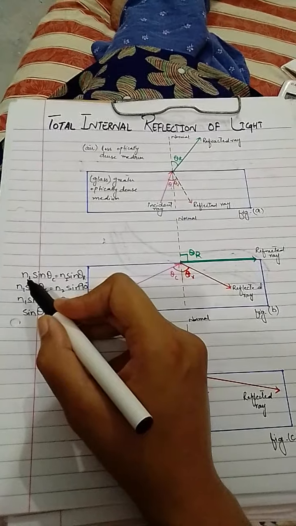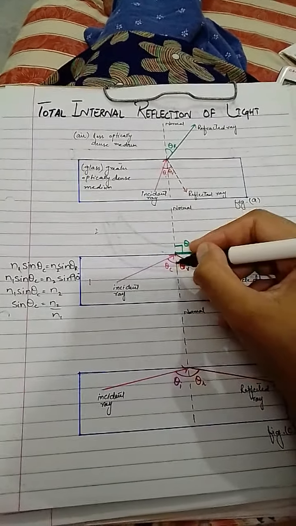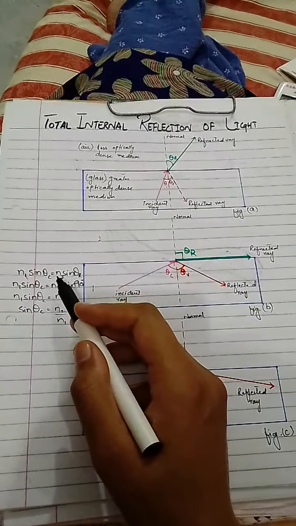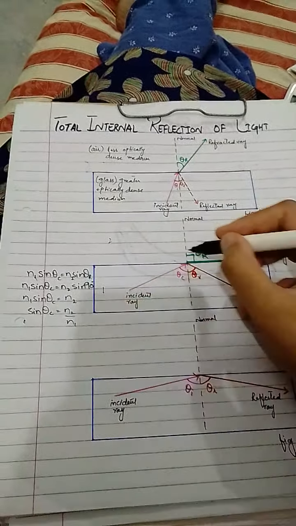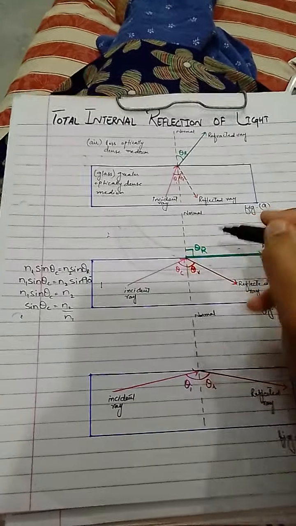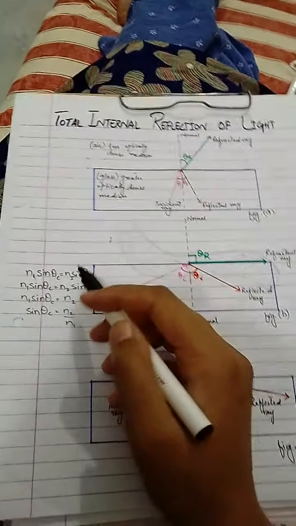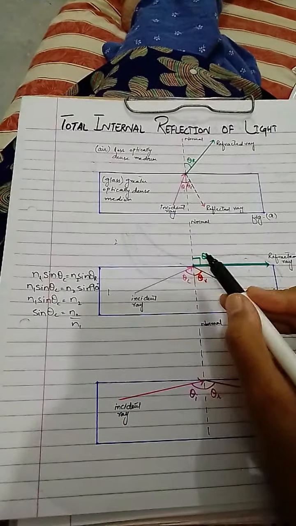Refractive index of the first medium multiplied by sine of the angle of incidence, or the critical angle, is equal to the refractive index of the second medium times the sine of the angle of refraction in that medium. Pretty simple. Now, the angle of refraction, we have given that in this case is 90 degrees.